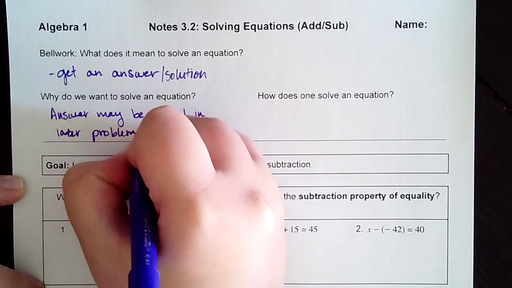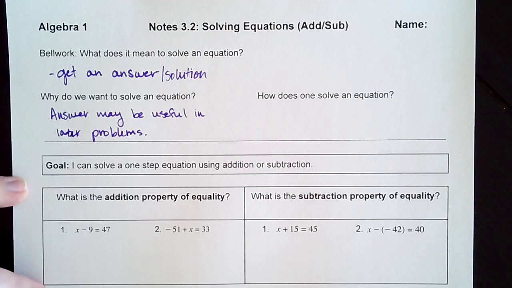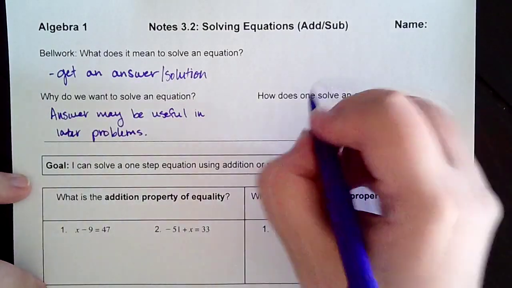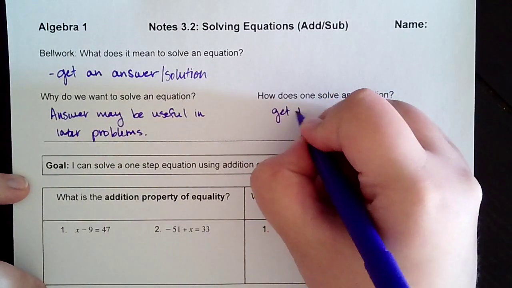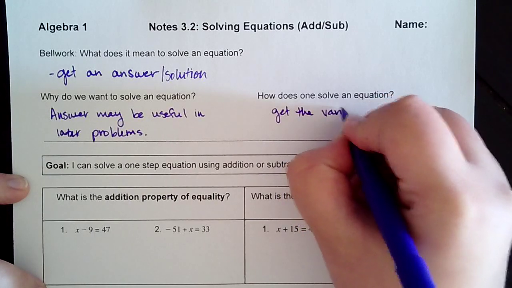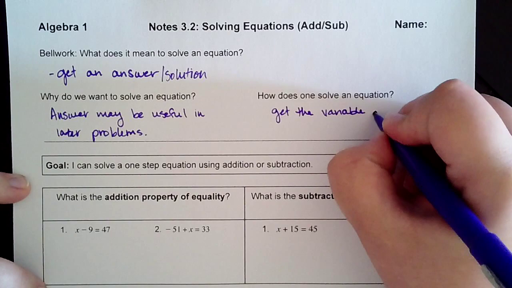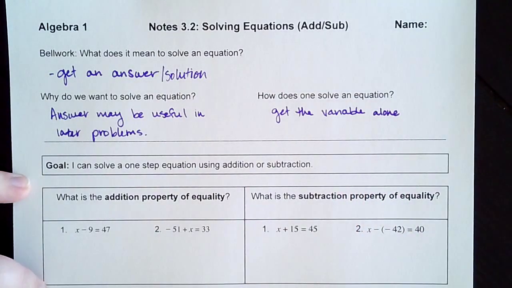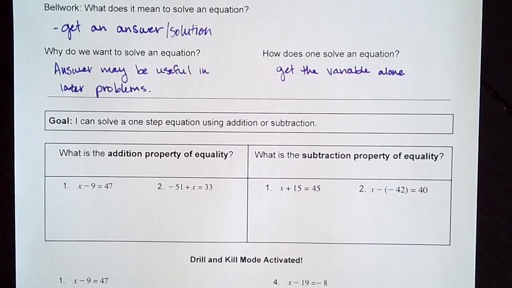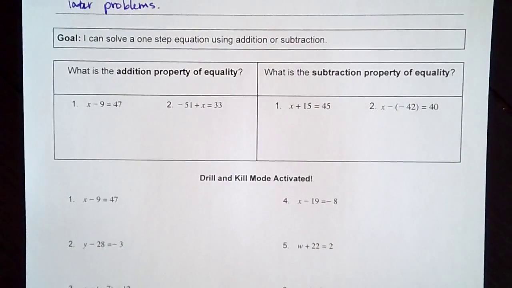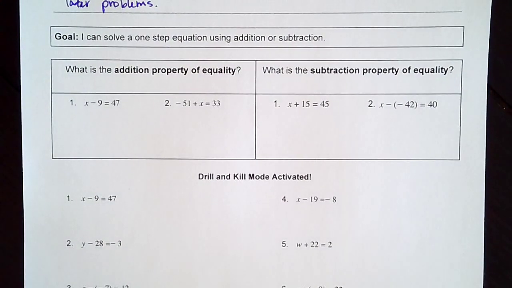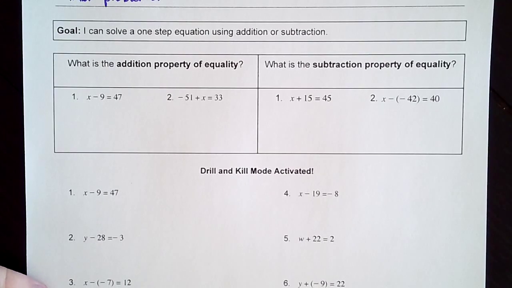And how does one solve an equation? Well, the easy answer for this is to get the variable alone. You'll see that that's an easy answer right now, but it may be a little bit harder when we actually start looking into it. So let's jump in and see what that means to actually get the variable alone. Today's goal is to be able to solve a one-step equation using either addition or subtraction. We're not going to jump into multiplication or division yet. We're just going to start with the easy stuff.